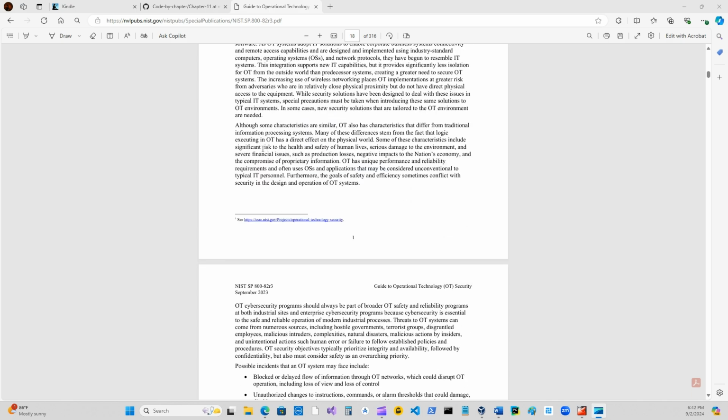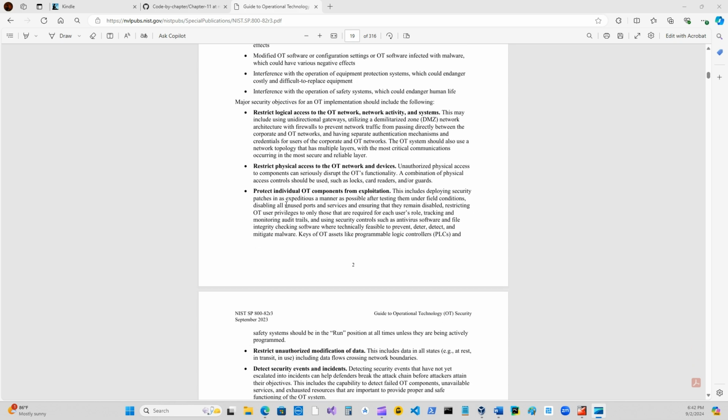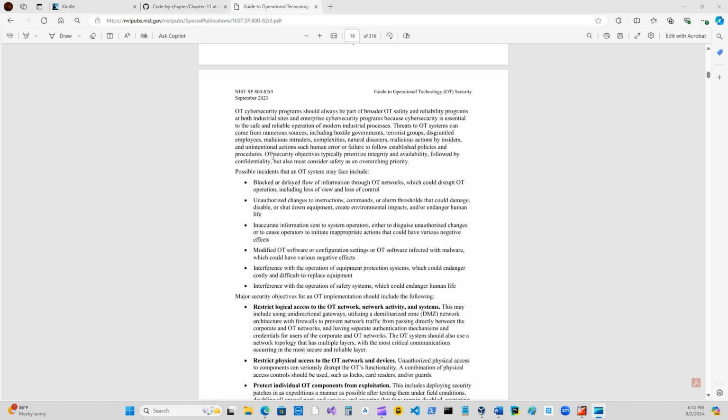If you get through this, it goes through your executive summary, which is awesome. You read that and get some kind of knowledge. So we'll start right here. OT cybersecurity programs should always be a part of the broader OT safety and reliability at both industry sites and enterprise cybersecurity programs, because cybersecurity is essential to safe, reliable operation, yada, yada, yada. Threats to OT systems can come from numerous sources, including hostile governments, terrorist groups, disgruntled employees, yada, yada, yada.